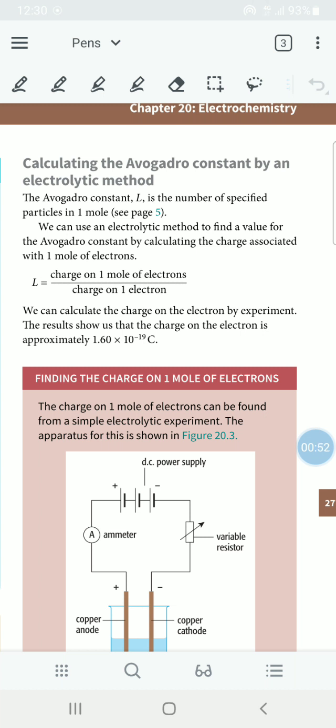So the equation to calculate the Avogadro constant is L equals the charge on 1 mole of electrons divided by the charge on 1 electron. So 1 mole of electrons has a certain charge, and that divided by the charge of one single electron gives you the number for the Avogadro constant. The electron's charge is also something we have to find out by experiment.